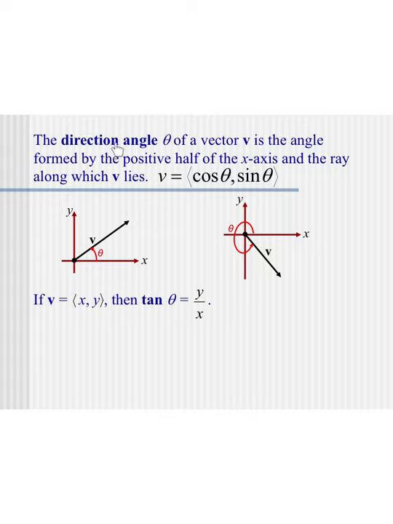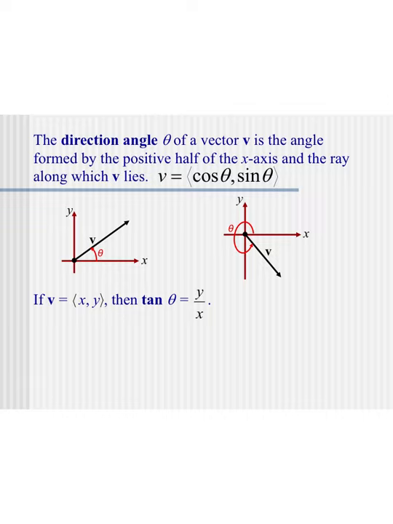The direction angle of our vector is the angle that's formed from the positive half of the x-axis and the ray along which our vector lies. So we have a visual here. We can see I have my x-axis and then I have my vector, and essentially I'm rotating counterclockwise to get to my actual vector. We have another example here where my vector is in the fourth quadrant, and I'm going to go again counterclockwise to get to that.